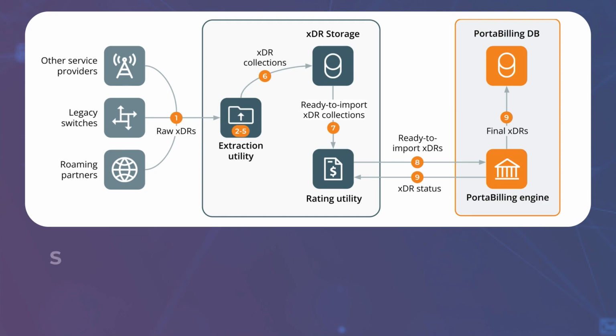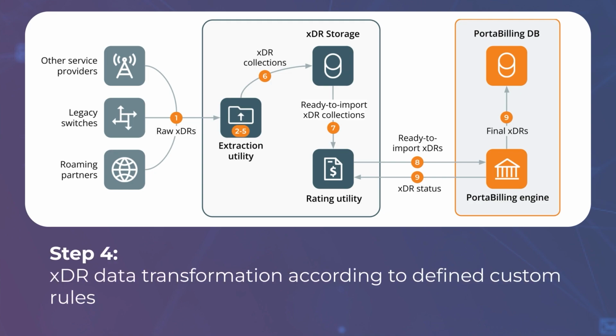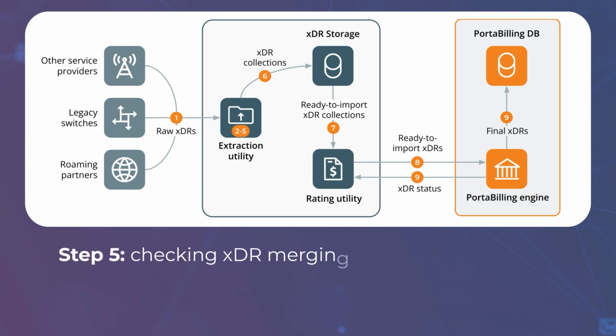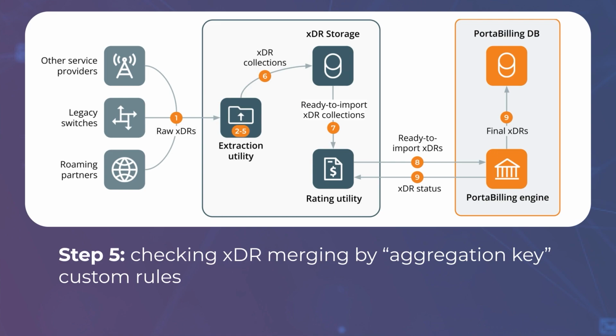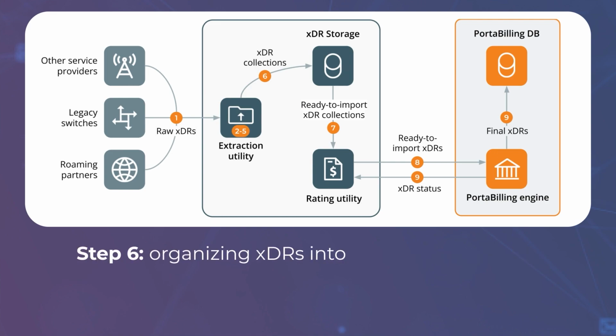In step 3, the extraction utility moves the file from the incoming folder to the processed files folder. In step 4, the extraction utility transforms the xDR data according to your defined custom transformation rules. For example, it translates the CLD or Called Station ID value that is in third-party vendor-specific format into the E164 format. In step 5, the extraction utility takes each xDR and checks to see if there is another xDR that should be merged with it. It does this by checking the aggregation key value. In step 6, the extraction utility moves the xDRs into the collections that have been created in the xDR storage.